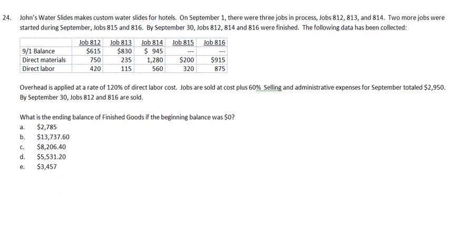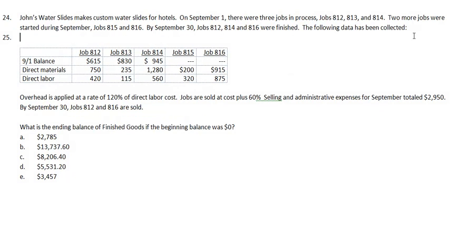24 is a job order costing question. It says that we had 3 jobs in process. We had 12, 13, and 14. 2 more jobs were started, 15 and 16. It says by the end of September, 12, 14, and 16 were finished. So what I want to do is I just want to come over here and make a little notation on that. So above job 812, I want to say, okay, I finished it.